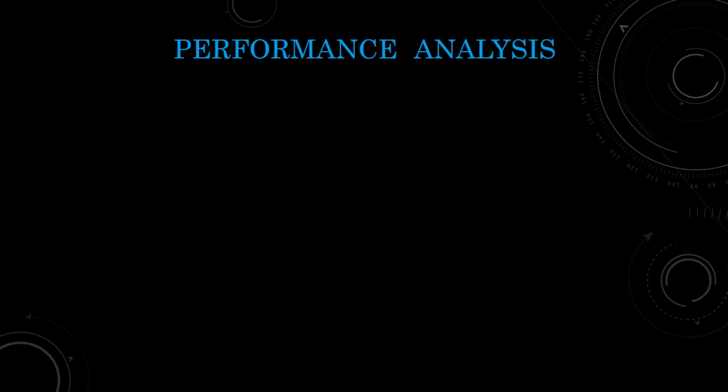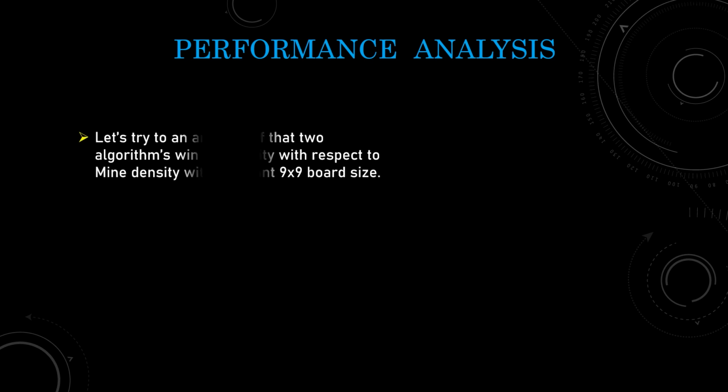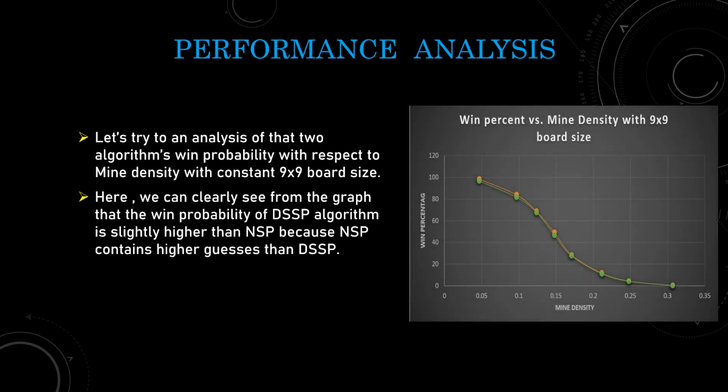Now we are going to analyze the difference between DSSP and NSP win probabilities. Let's analyze the win probability of the two algorithms with respect to mine density with a constant 9 by 9 board size. Here we can clearly see from the graph that the win probability of the DSSP algorithm is slightly higher than NSP because NSP contains more guesses than DSSP. Win probability is directly proportional to board size.